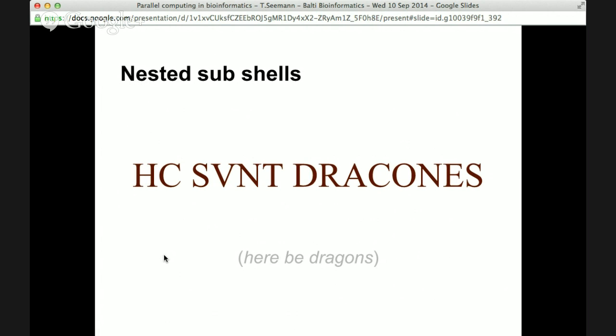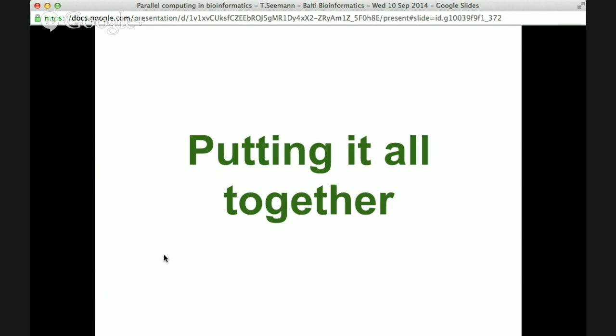And you can actually nest subshells. So a subshell can itself contain another subshell recursively. So yeah, at your own risk.